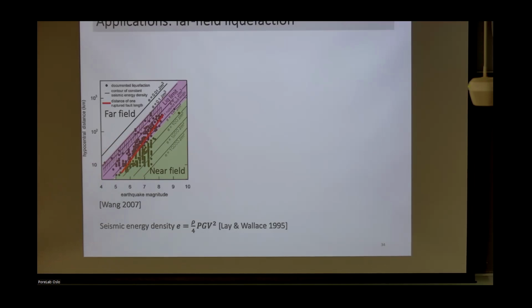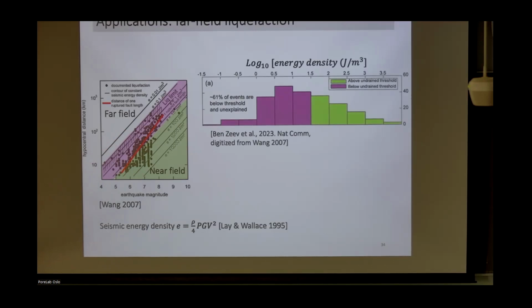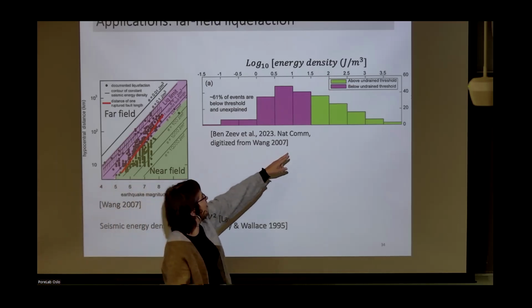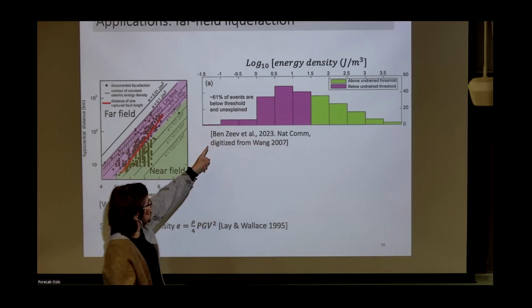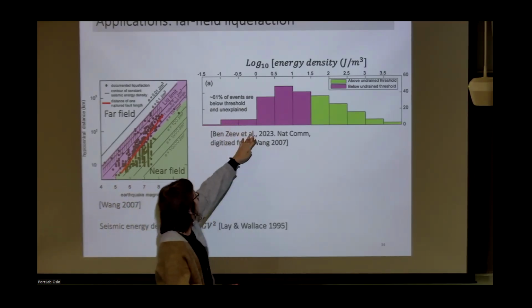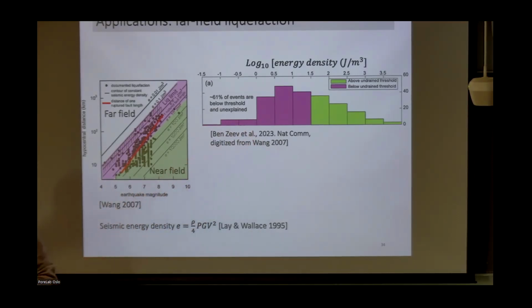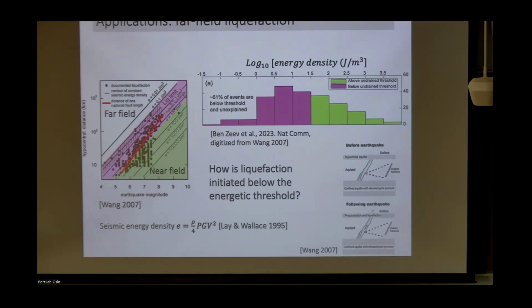This seismic energy density can be shown to be equivalent to this peak ground velocity squared. So we took the data and digitized it on a histogram and showed the number of events as a function of the log energy density. And you can see that 61 of the events are unexplained. That's the purple, 61% of them. So how is liquefaction initiated below the energetic threshold?